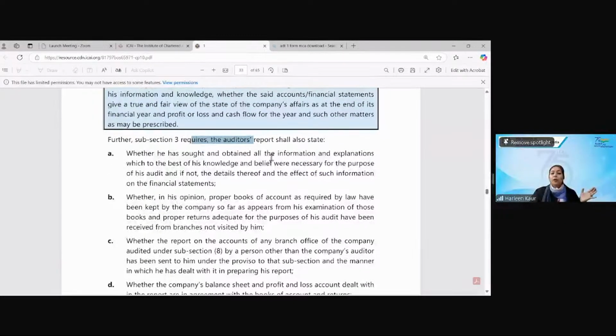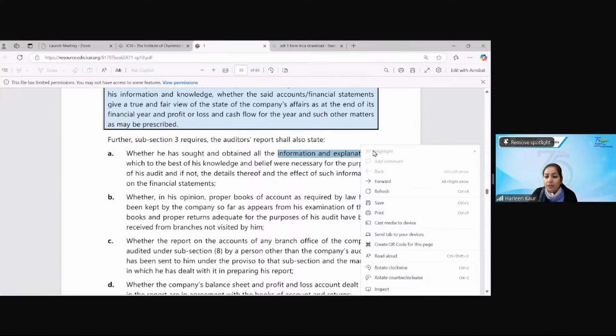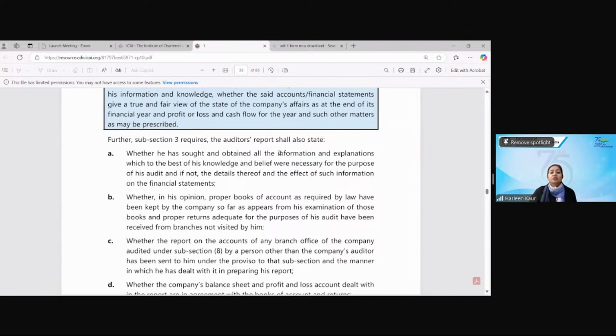So number 1 point. Whatever words I'm going to use, just keep marking them with a bold highlighter in your study material also, so that on the examination day you can simply flip these pages. I also want to use a highlighter, but it does not allow me to use one here. Anyways, just mark this point: information and explanation.